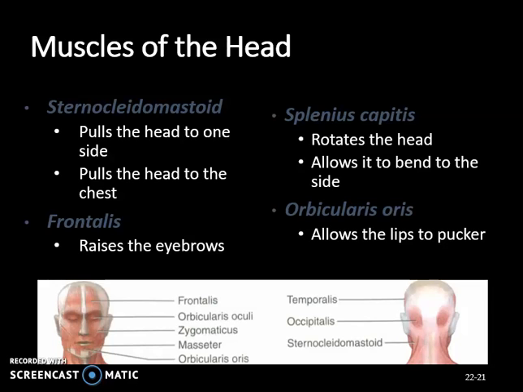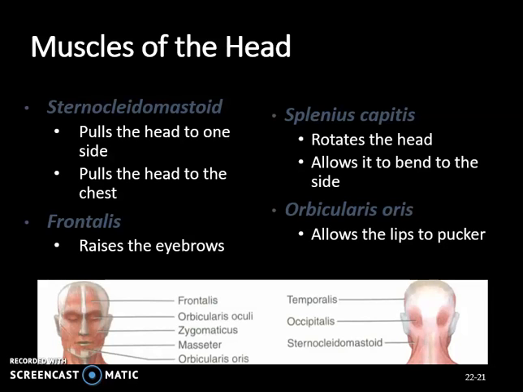So ones that you'll have to know for the test include the sternocleidomastoid, which is kind of the back part of the neck, and it allows the head to be pulled from one side and also towards the chest. The frontalis, you'll have to know. Basically, all of these that I'm mentioning, you're going to have to know. Frontalis, it is the muscle of the forehead, allows us to raise or lower our eyebrows.